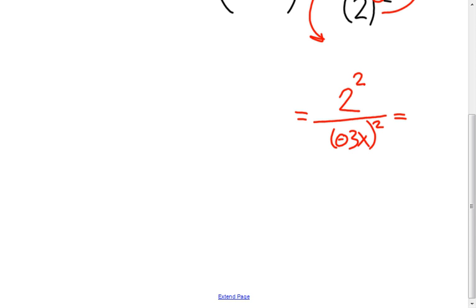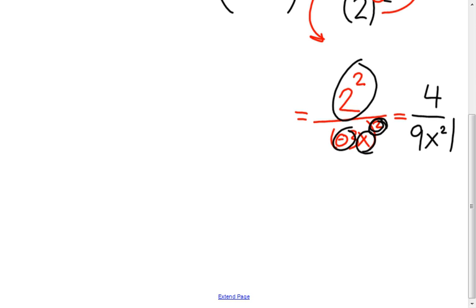Okay? So then in the numerator, I have 2 squared, which is 4. In the denominator, I have negative 3 squared, which is really negative 3 times negative 3, which of course that's 9. And then x squared, which of course is just x squared. So that's what that one should look like. All right, now we will be done.